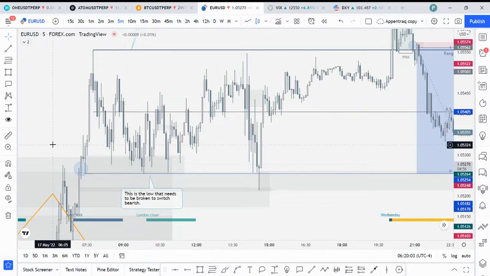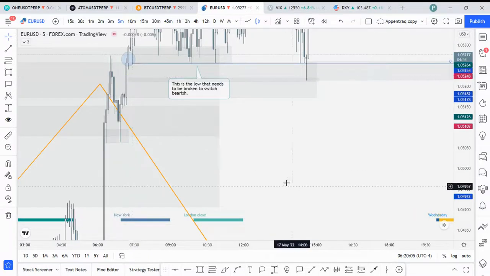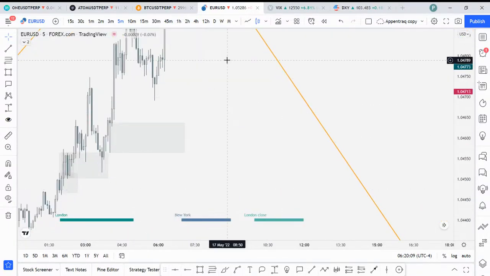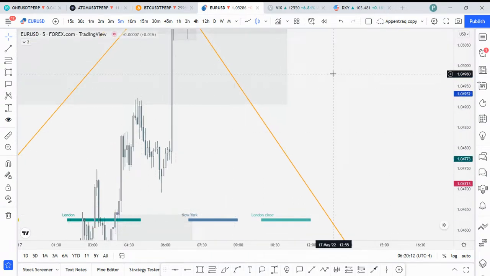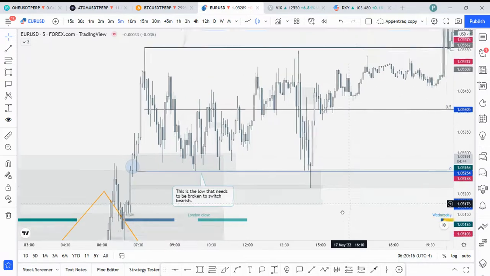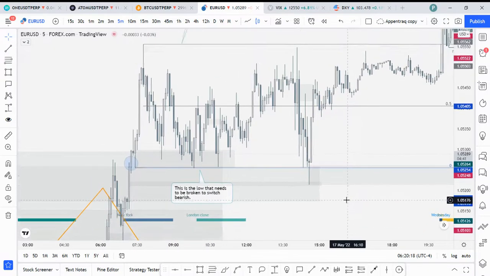Ranges usually form when price makes an aggressive move to the upside or downside. When price drops aggressively or goes up aggressively, when it is ready to drop, the first thing that it forms is a range like this.